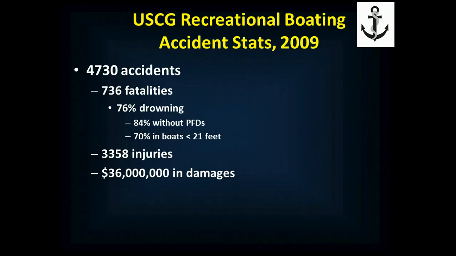The U.S. Coast Guard tracks recreational boating accident statistics. These are the 2009 statistics. They really hadn't changed much prior to this. They record almost 5,000 accidents with 736 fatalities. Of those, 76% died of drowning. 84% of those people were not wearing PFDs, and 70% were in boats less than 21 feet. There were almost 4,000 injuries, 3,358, and $36 million in damages. So this is not inconsequential.